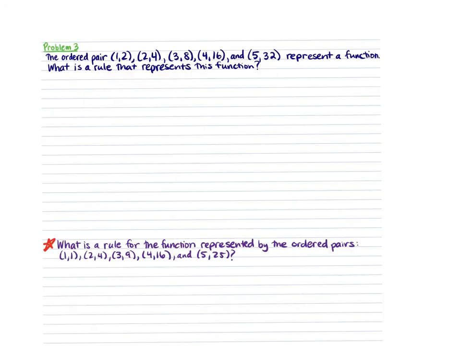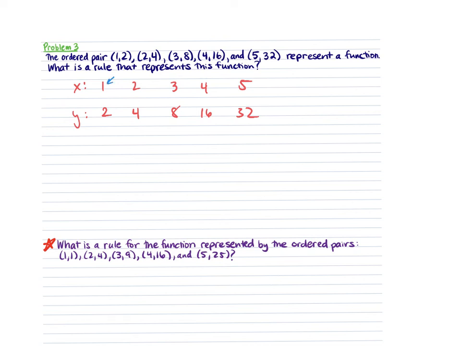Okay, and then these ones were just coming up with an equation, or what is the rule that represents this function? So here we're going to put this into the ordered pairs. You can put them into the tables, right? My x's, 1, 2, 3, 4, 5. My y's are 2, 4, 8, 16, 32. And then you're just going to look for a pattern.